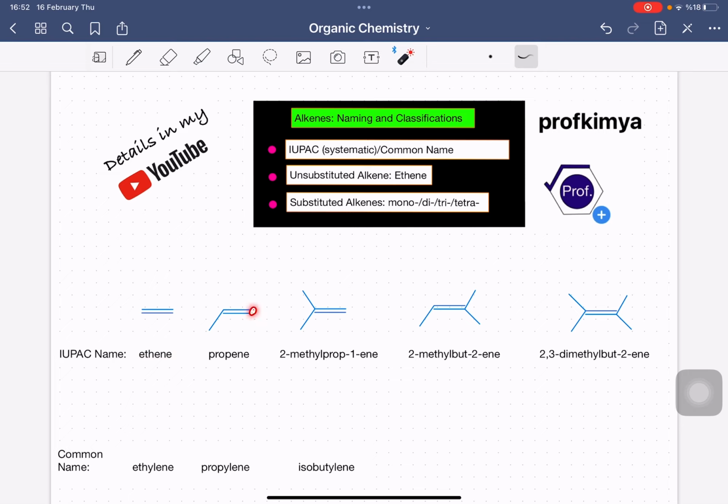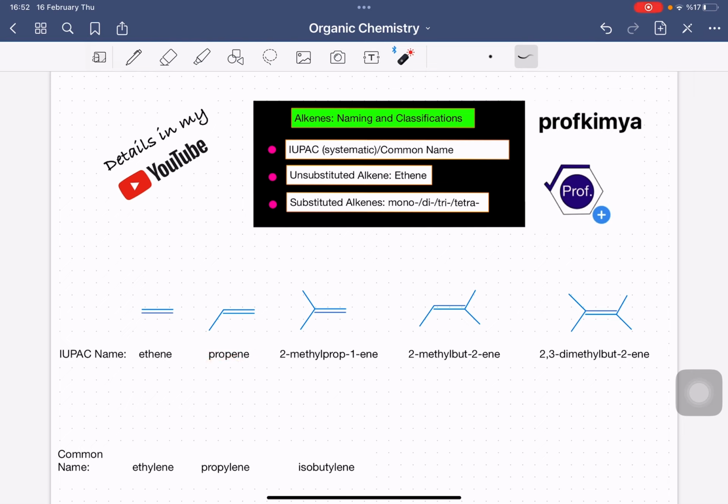This molecule has 3 carbon atoms, therefore parent name is propan. But this molecule has a pi bond, therefore we add N suffix. 3 carbon atoms, N suffix, propan.